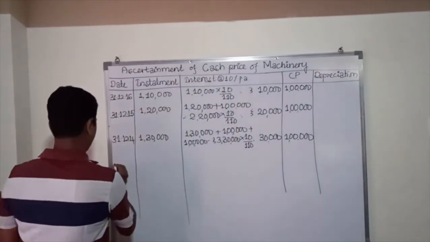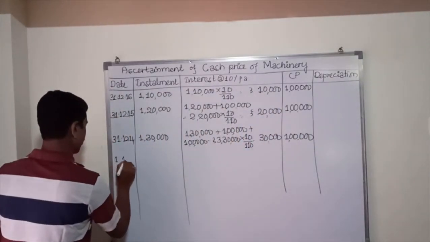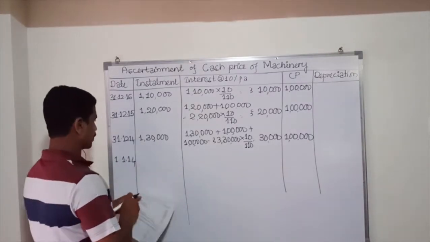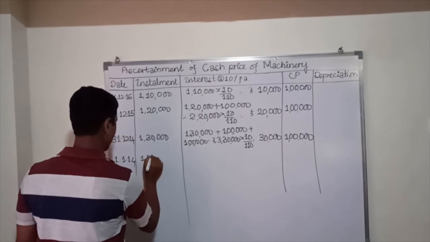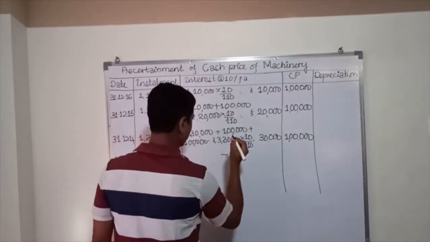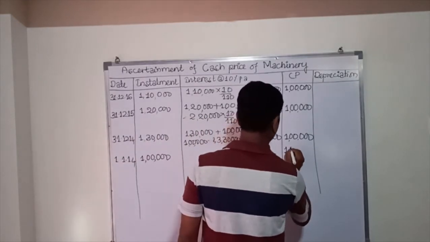Then the down payment is paid on 1/1/14 here, which is given in the problem as rupees 1 lakh. So 1 lakh. There is no interest payable on that amount. So 1 lakh here.